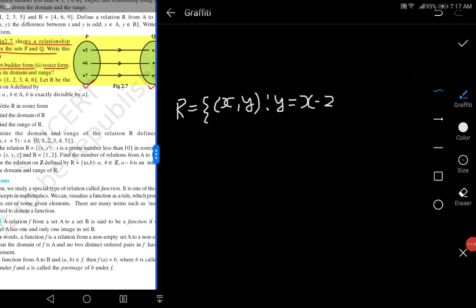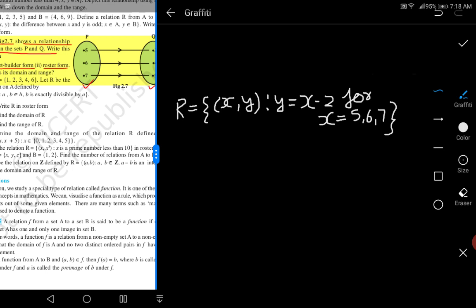we can write here in the set builder form R equal to x comma y, where y is equal to x minus 2. As you can see that in the second set, each and every element which relate to the element of P, that is 2 less than the element of P. So we can write it as y equal to x minus 2. But what is given here, we have only 5, 6 and 7 as x. So for that we can write x equal to 5, 6, 7. We have only these 3 options for x, right? So this is our set builder form.